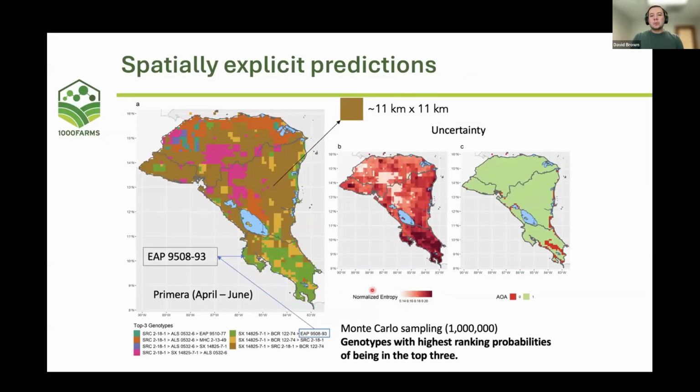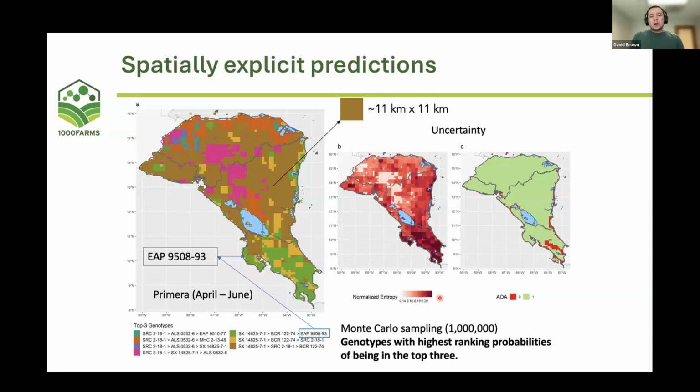So we use normalized entropy to assess the uncertainty of those predictions. That means how certain we are about those predictions. So darker red means higher uncertainty, lighter red means lower uncertainty. So light red is good, dark red is not so good. But even when we have dark red, entropy goes from 0 to 1, so the maximum we have around here is 0.3, which is actually not so bad in terms of uncertainty.